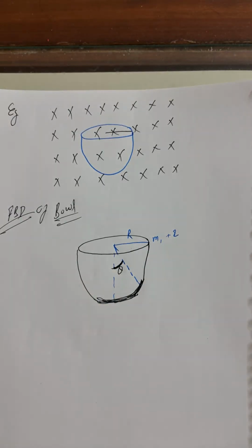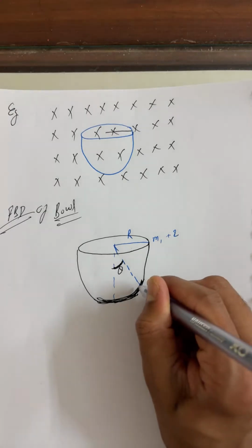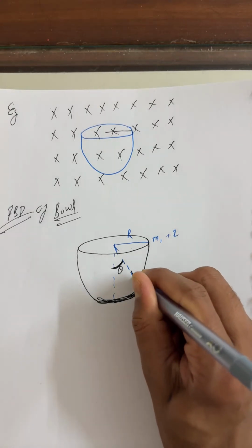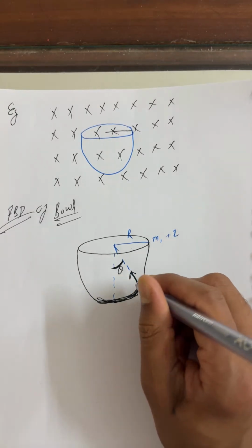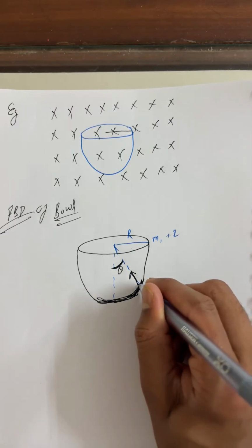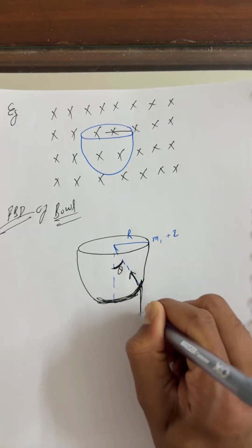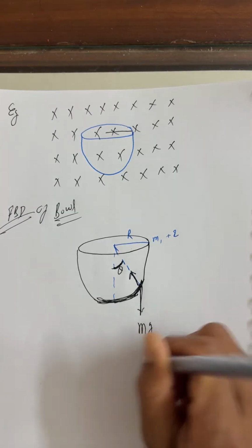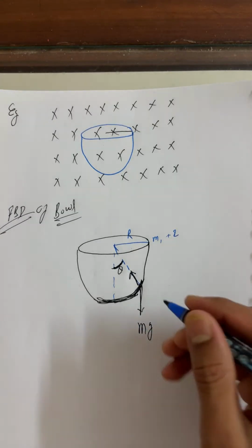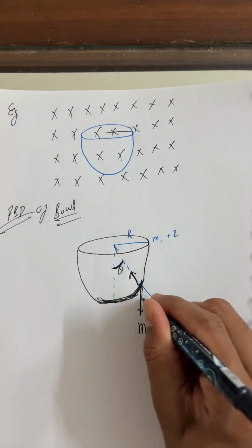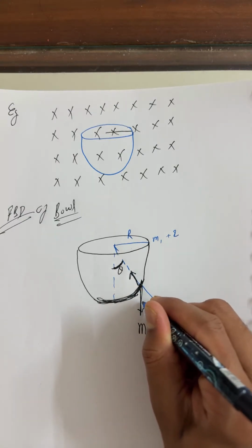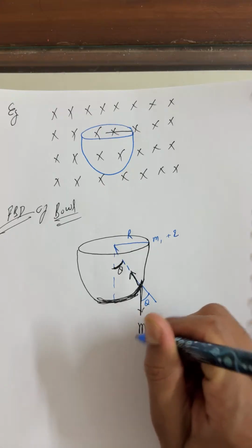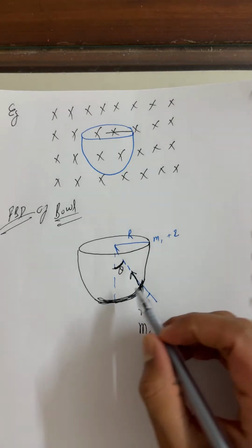The particle is making angle theta from vertical. Now you can easily see this is the normal, and this is the charge q with mass m. So mg acts in this direction. This is theta, and you can easily see this also remains theta.